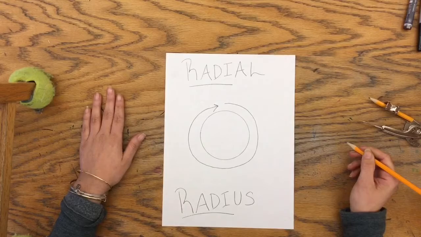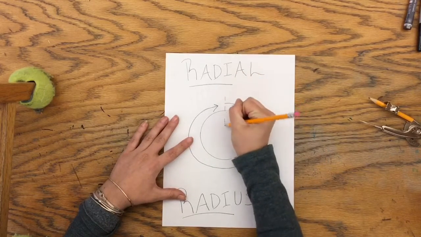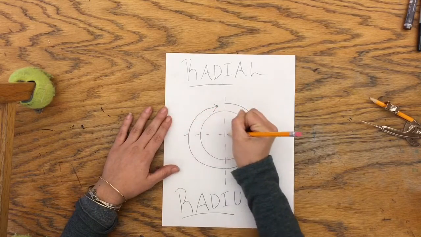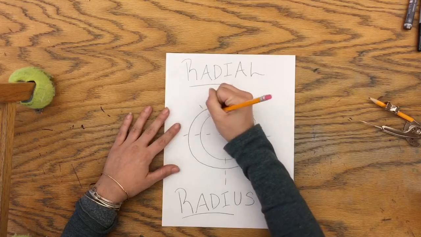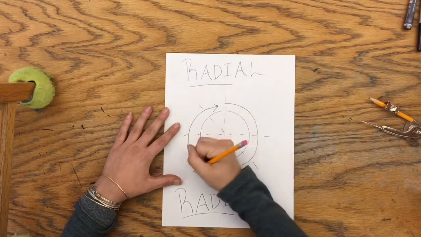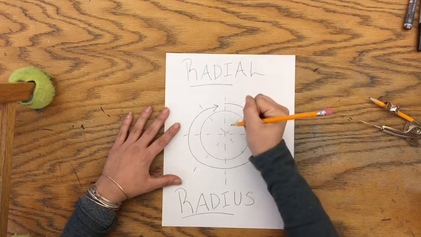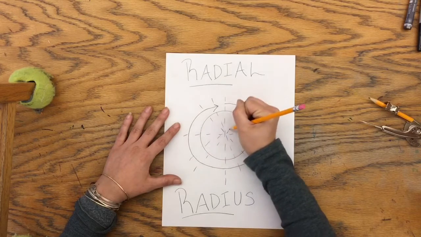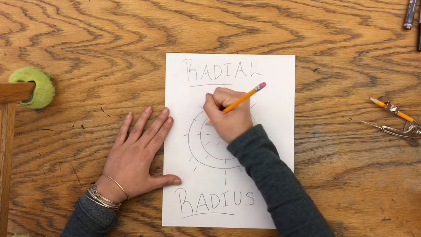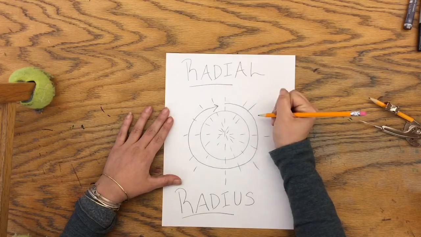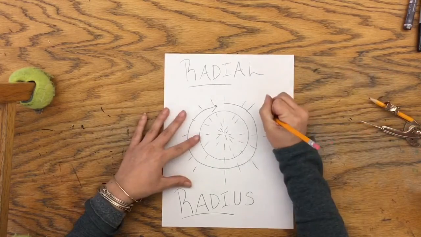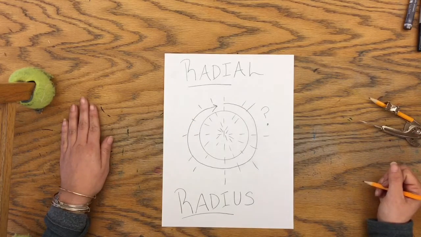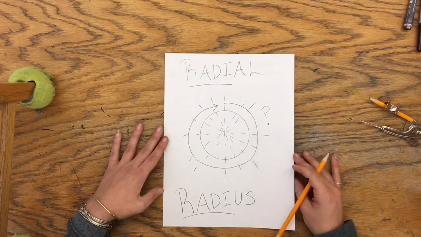So radial symmetry, if symmetry means it's the same on both sides, then radial symmetry means the same on every side of a circle. But how many sides is there to a circle? The answer is countless. I could keep cutting this circle into smaller and smaller pieces, and each section would continue to be symmetric. So when we make our radial symmetry design, our design is going to be the same in however many sections we decide to make it.